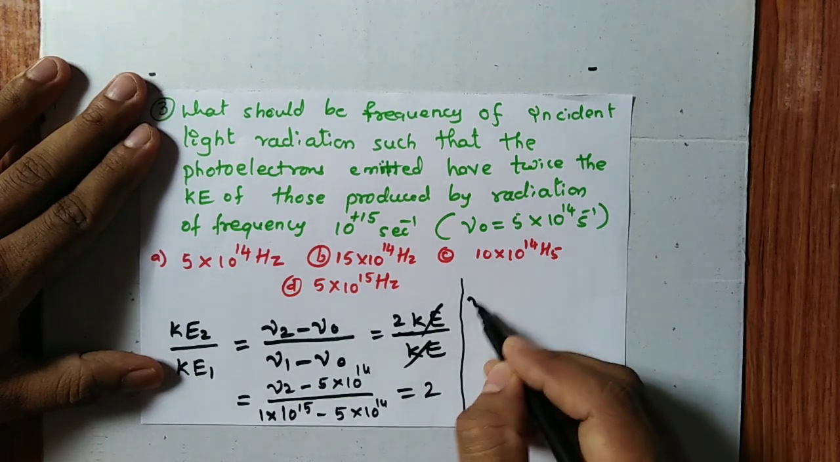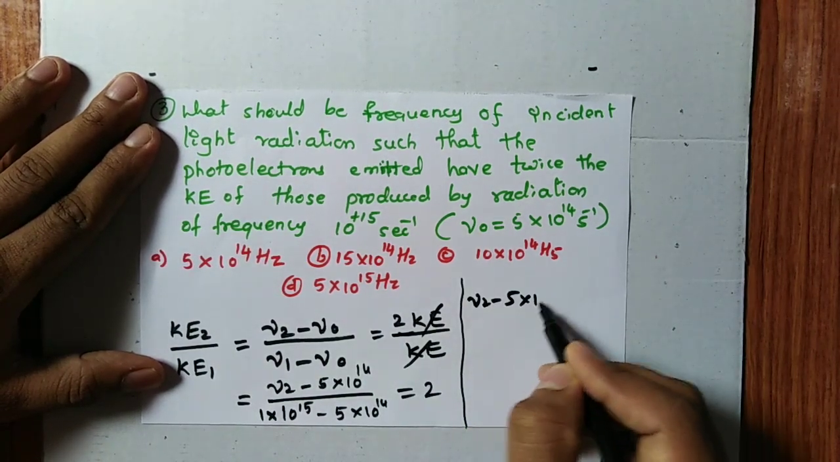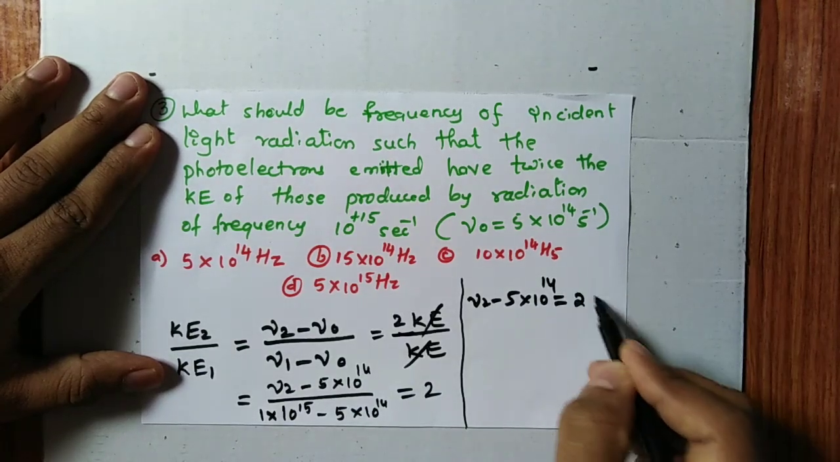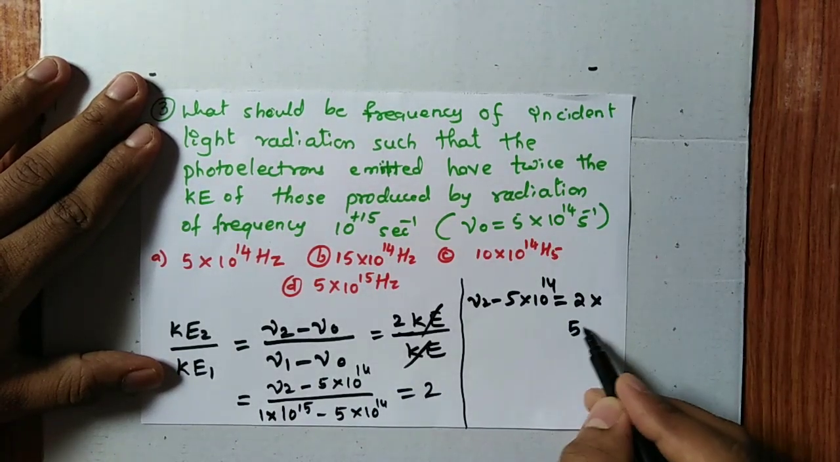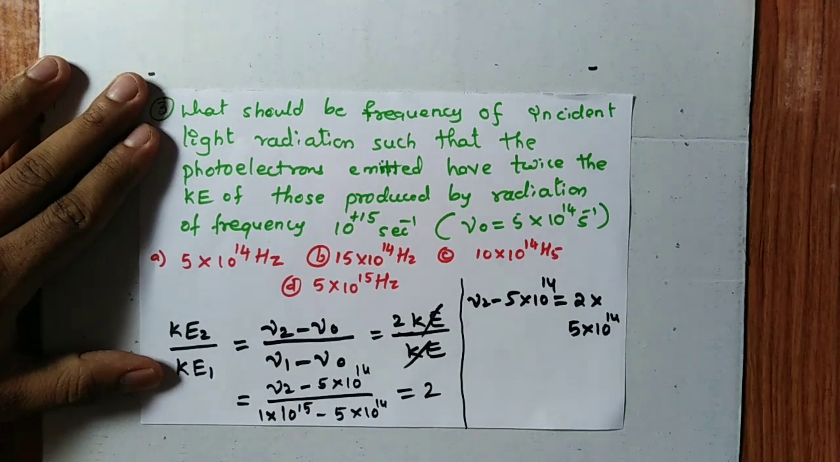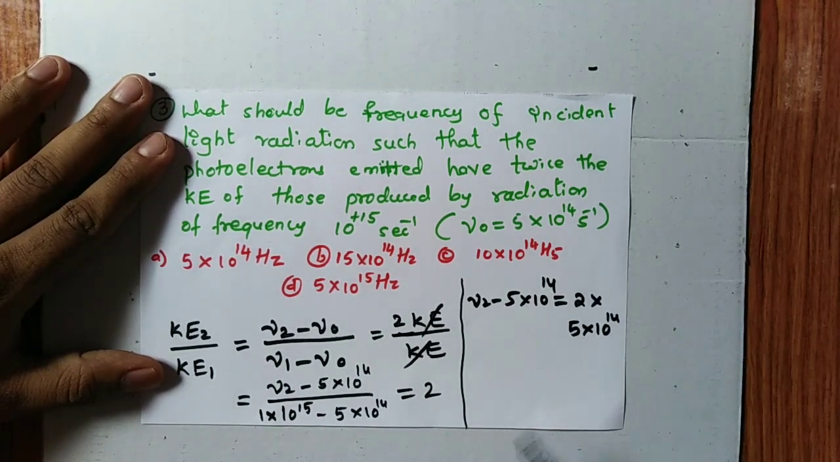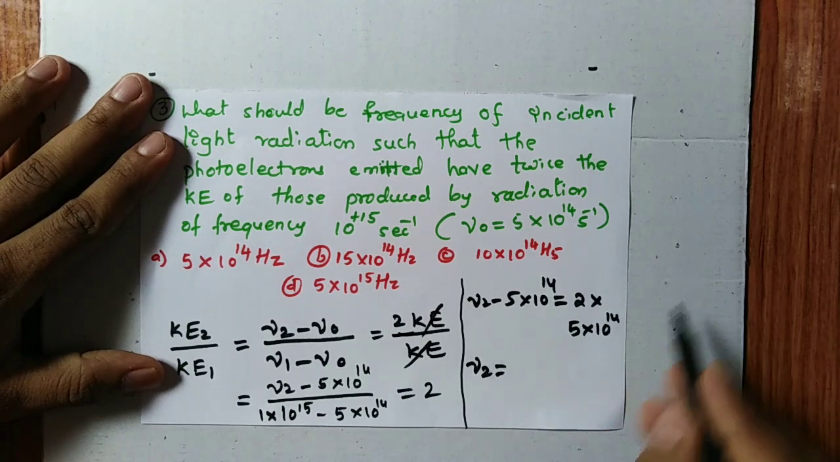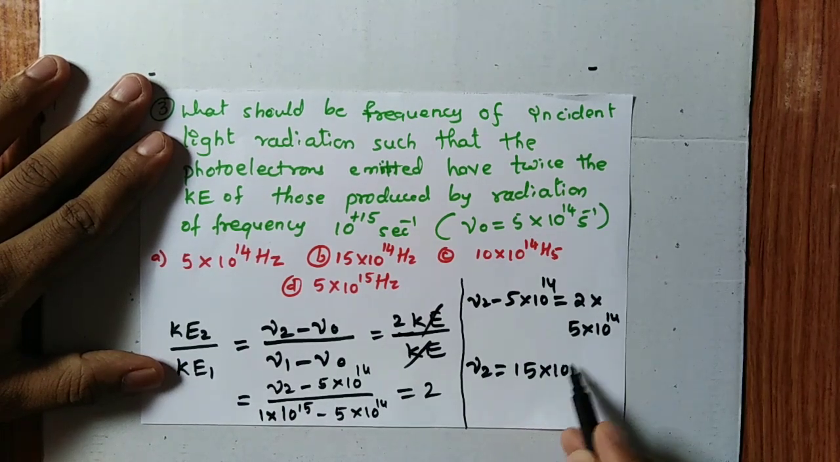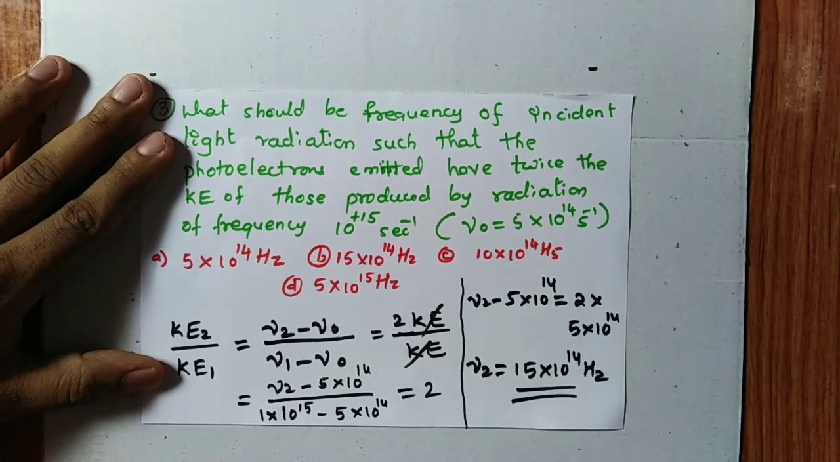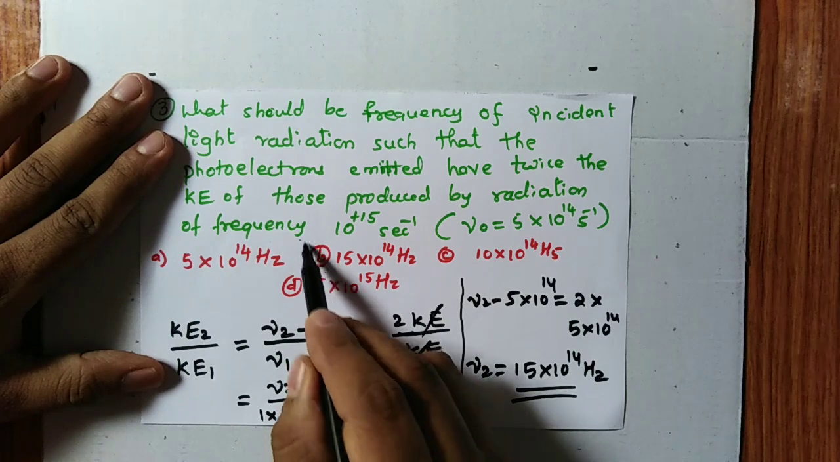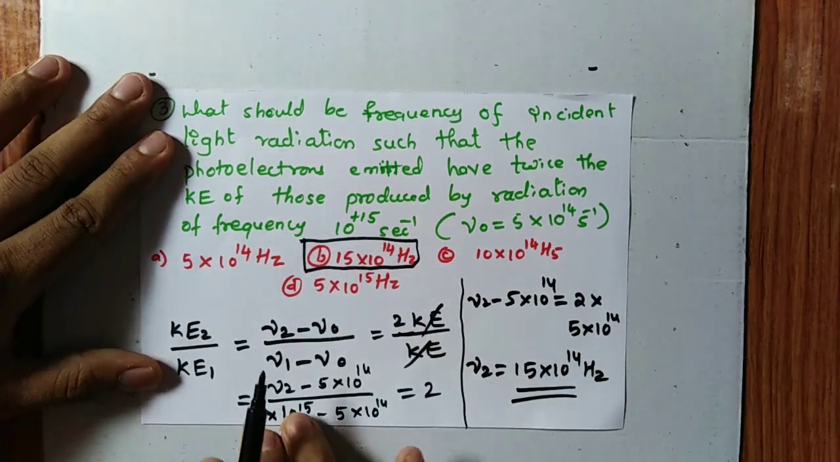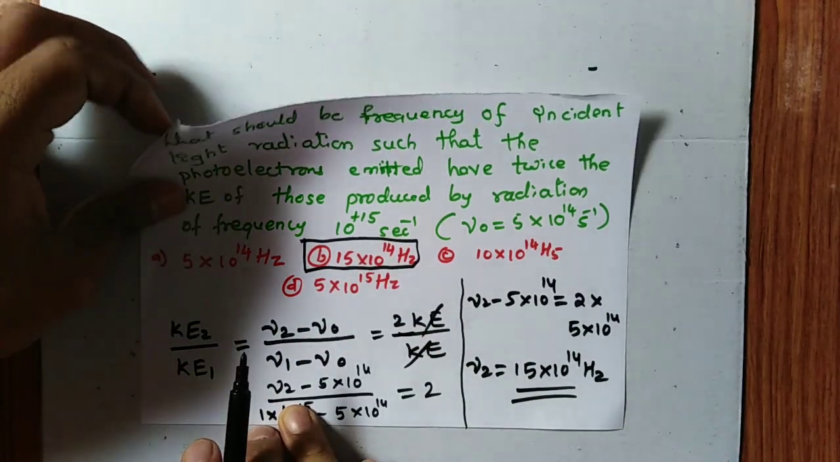So you are going to get nu 2 minus 5 into 10 to the power 14 is equal to 2 into 5 into 10 to the power 14. 5 2s are 10, right? So nu 2 is equal to, taking this minus 5 to that side, you are going to get 15 into 10 to the power 14 hertz. So solve that correctly. 15 into 10 to the power 14 hertz you are going to get. So the answer for this particular question is B.